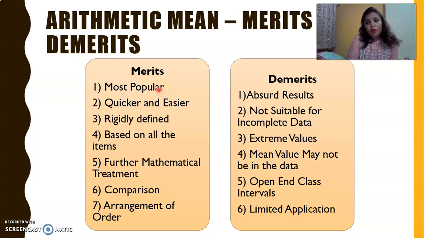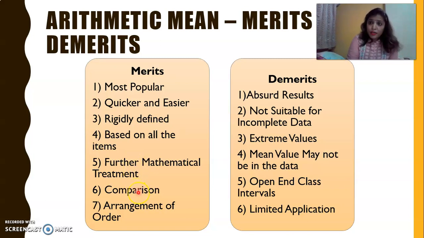Merits and demerits of arithmetic mean: it's most popular. Whenever a layman talks about average, he or she is probably talking about arithmetic average only. Average age of a person is told as 60 years, many a time. So herein we are using this word average in day-to-day life. It is quicker and easier. It's very simple to calculate. It is rigidly defined because it has a mathematical formula which is used all over the world. It is based upon all the items because in the formula we are adding up all the observations. It can be used for calculating weighted averages.